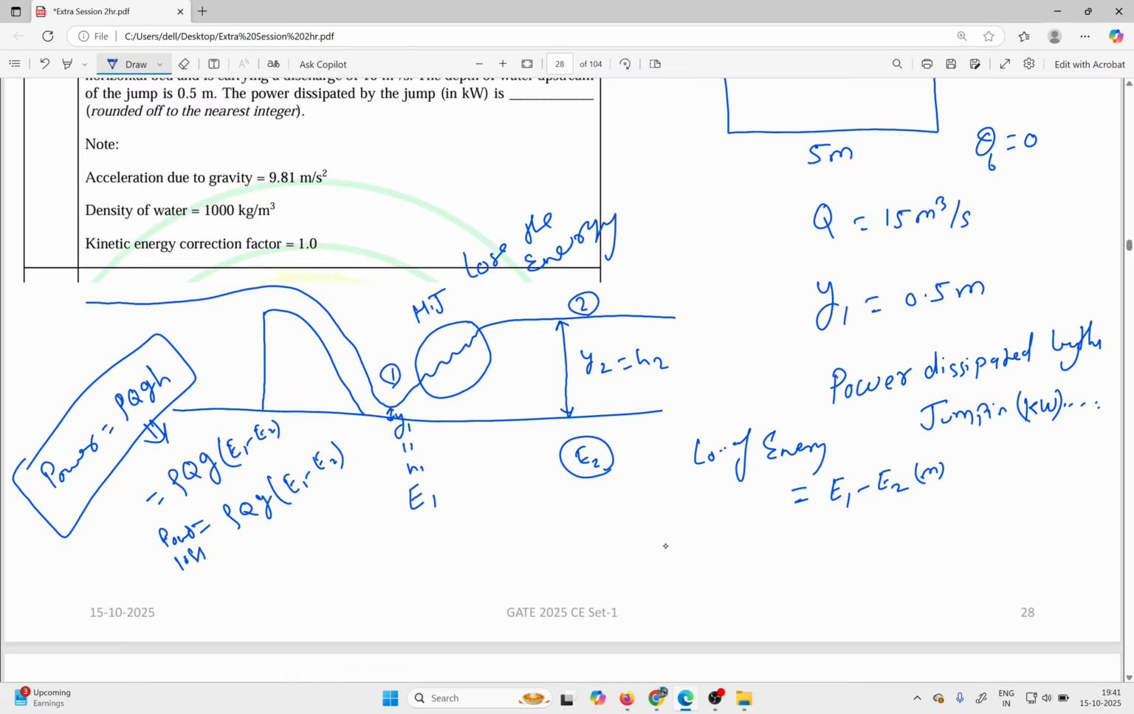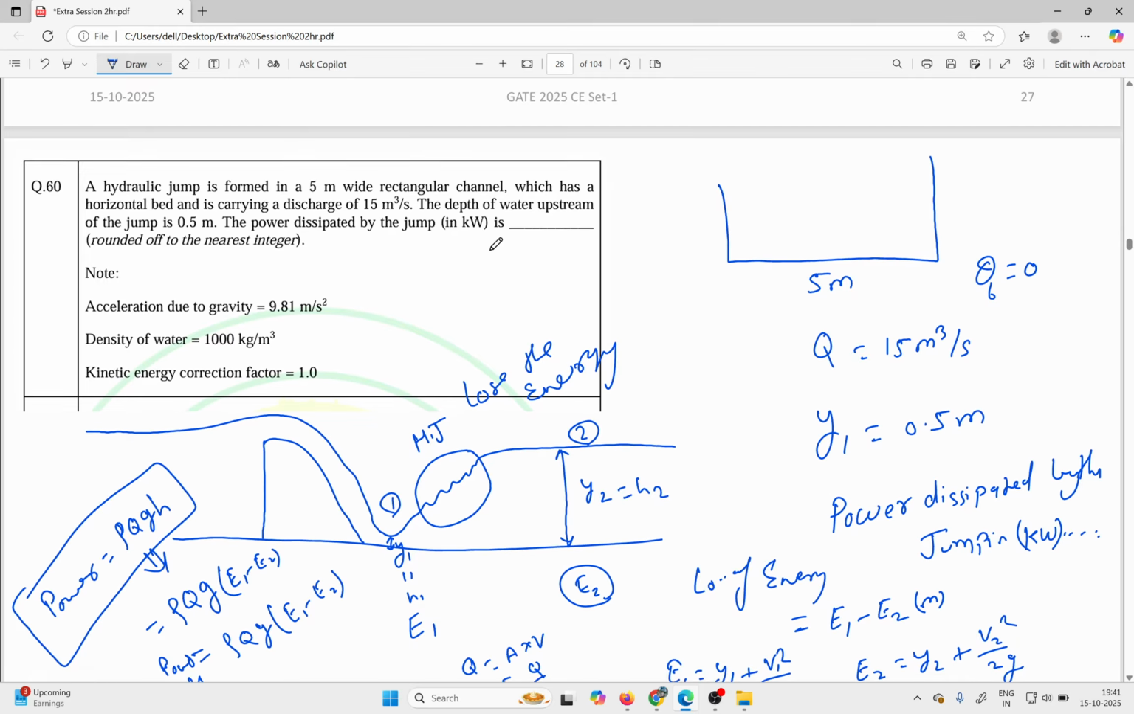So what is E1? E1 is nothing but Y1 plus V1 square by 2g. What is E2? Nothing but Y2 plus V2 square by 2g. How will you calculate V2 and Y2? Discharge is equal to area into velocity, so velocity is discharge by area. So V1 will come: the discharge value is how much? 15.